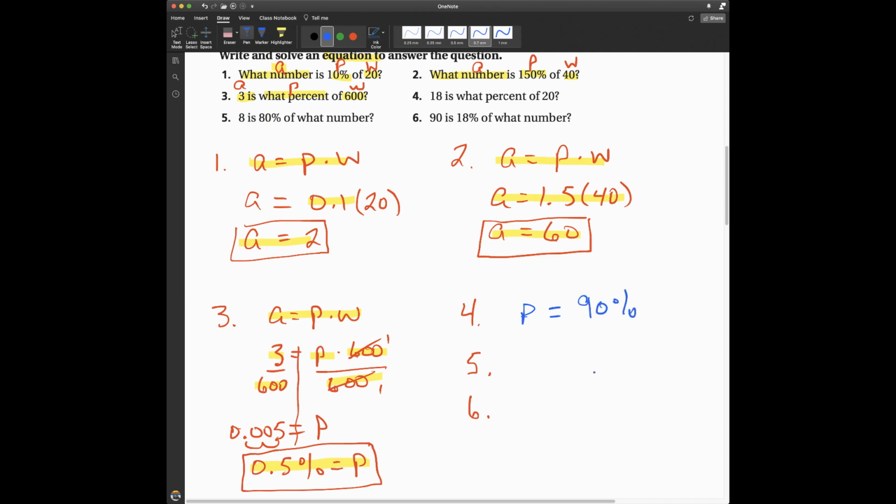All right. For number 5, 8 is 80% of what number? And so you're looking for the whole, and it should be 10. 8 is 80% of 10. And for number 6, 90 is 18% of what number? Again, you're looking for the whole, and the whole should be 500.